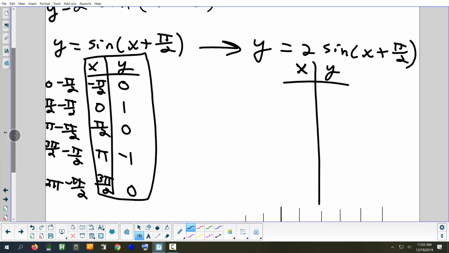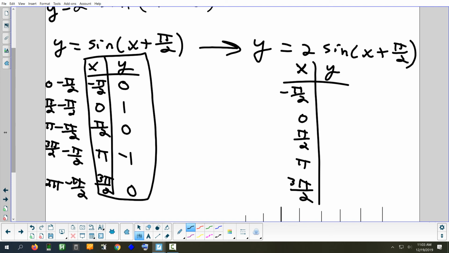So negative pi over 2, 0, pi over 2, pi, 3 pi over 2. Now, I've got my original y values for sine. Caleb, what am I going to do to all those y values?